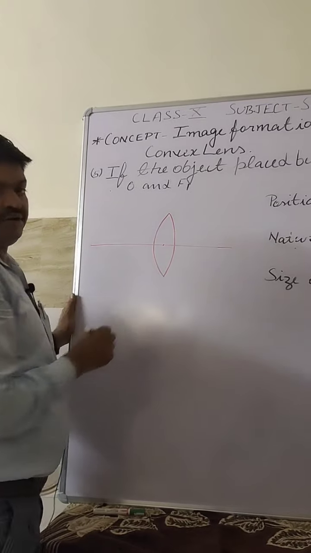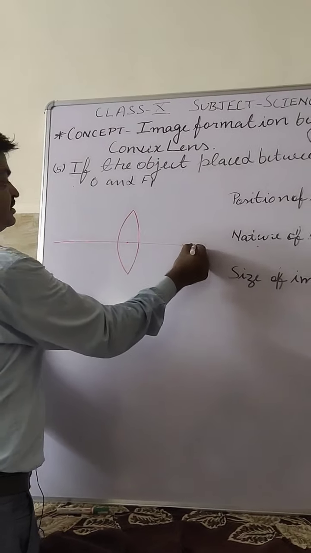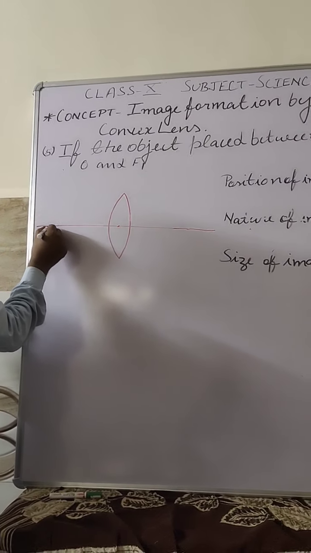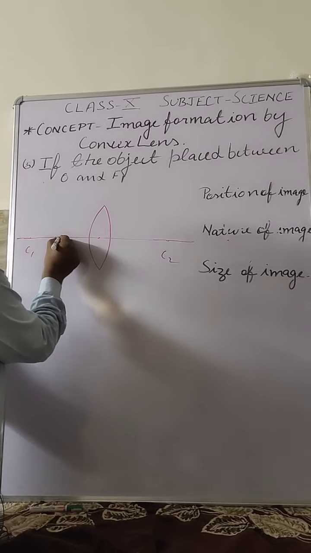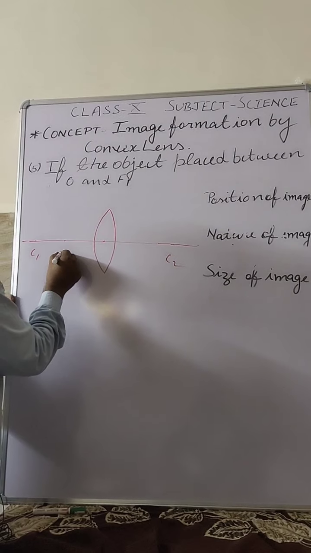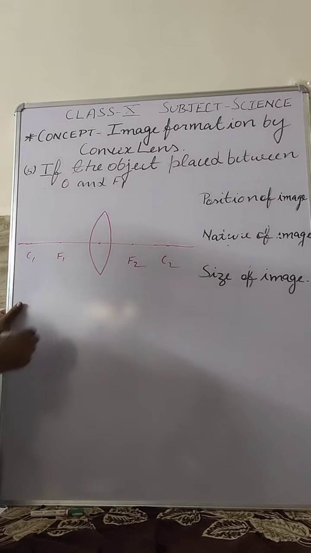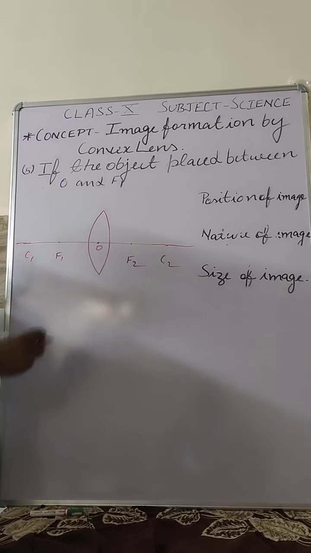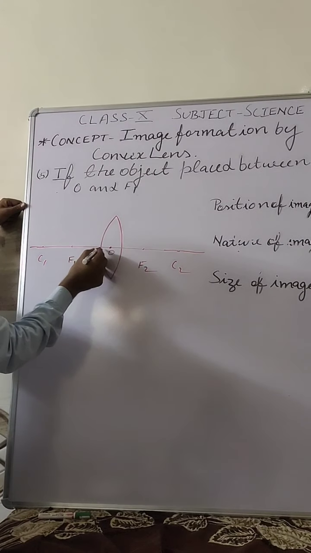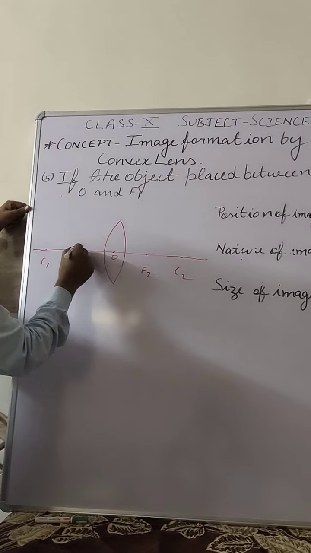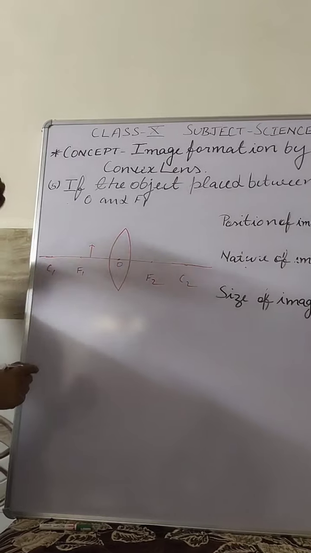Now it is the optical center. Again it is the optical center. It is the principal axis. In this, what will we take? It is C1, it is C2, it is F1, it is F2. Now it is the optical center. In this case, the object is placed between O and F1, means the object is placed in between here. It may be anywhere in between this. So we write here, it is the object.